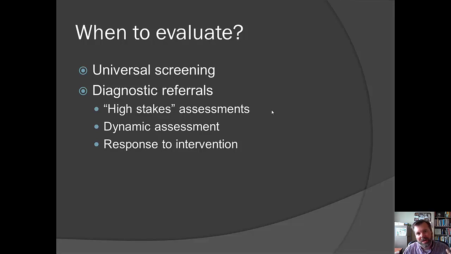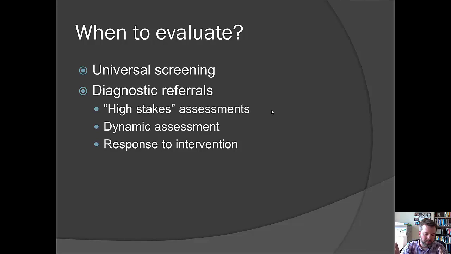We're also going to talk about two other types of these. I put these more within the diagnostic referral. This is going to be more like one of our last lectures. We're going to talk about what we do when we get a kid and we're not sure, and we're going to start an assessment and see, do they respond to that assessment or do they not respond? Or treatment, I should say, I'm sorry.